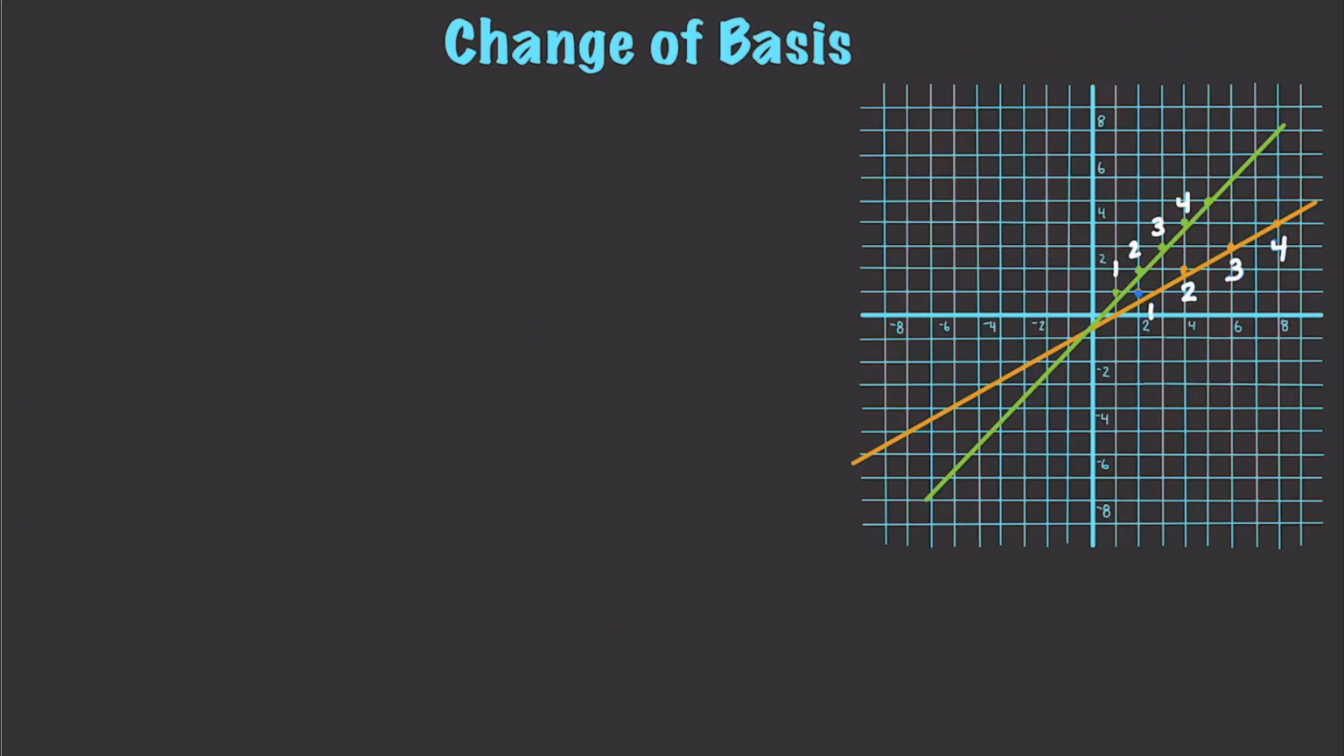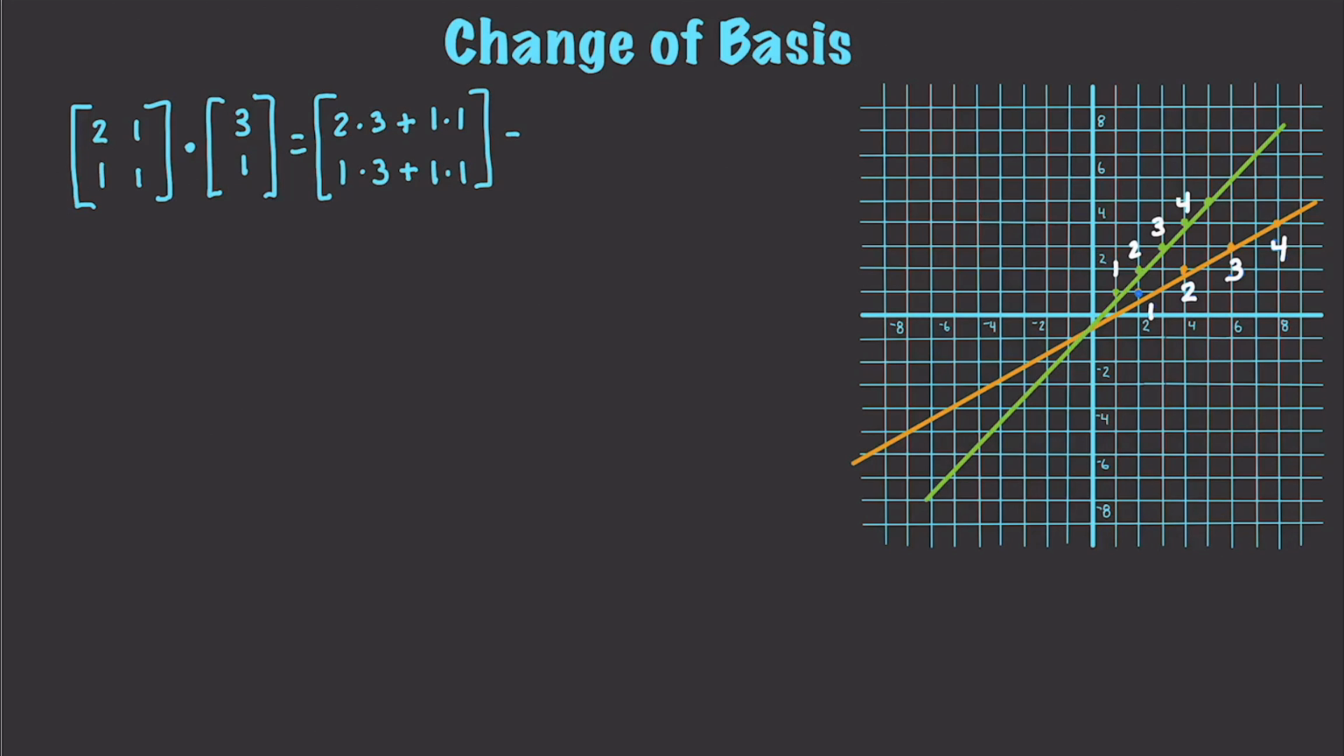And also, if we know our change of basis matrix, and we know the vector in our new basis, which is going to be 3, 1, then we'll be able to find the vector in the standard basis. So, if we know our change of basis matrix, and this is our vector in our new basis, we can put this in the standard basis, or the standard coordinate plane, however you want to think about it. This works out to 2 times 3 plus 1 times 1, 1 times 3 plus 1 times 1, which of course is going to give us 7 and 4.